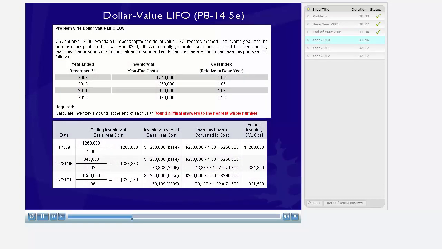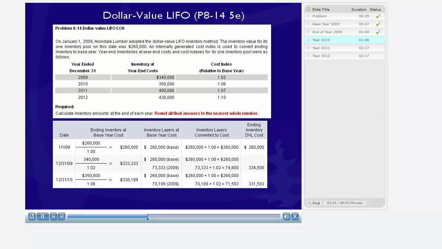Okay, in 2010, we end the year at $350,000 in inventory. We had a cost index of 1.06, so when we divide 350,000 divided by 1.06, we see that our inventory at the base year cost is $330,189. Now this is actually a lower base year cost than at the end of the year in 2009. So when that happens, we recompute the base year cost of the prior year.